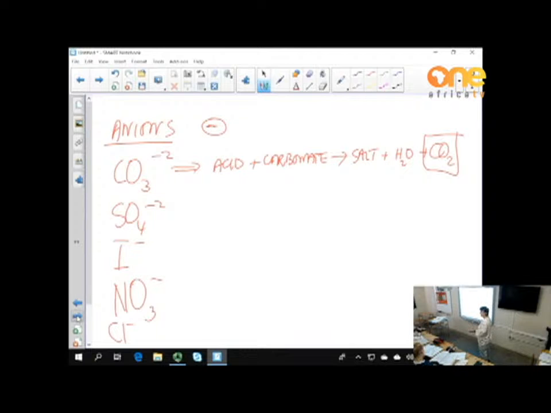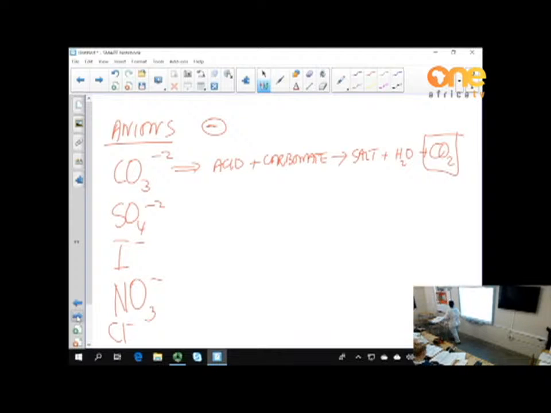Okay, so the test for carbonate: add an acid, and test the gas with clear lime water. If it turns milky, we've got a carbonate. So in your textbooks, they've got: add dilute acid, test the gas evolved with lime water. The result: lime water turns milky.